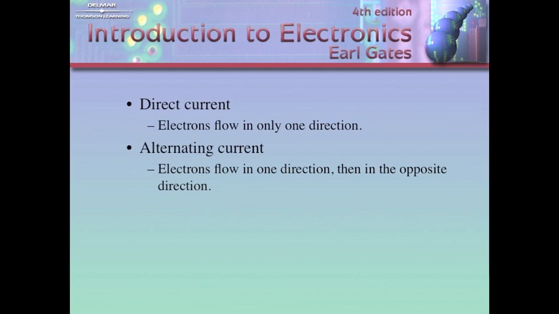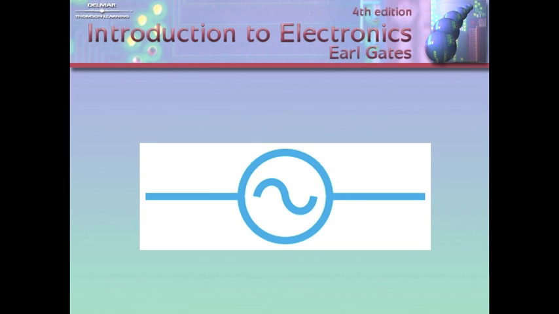A generator could produce either direct current, where electrons flow in only one direction, or alternating current. This is where electrons flow in one direction, then in the opposite direction. So a generator could be either AC or DC. This is the symbol that we use to represent an electric generator.